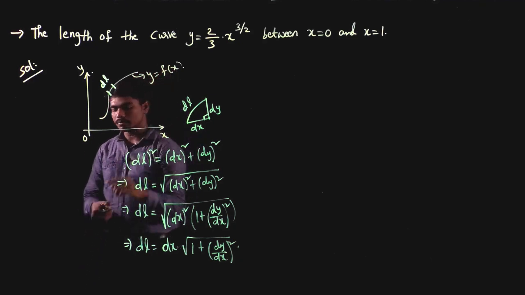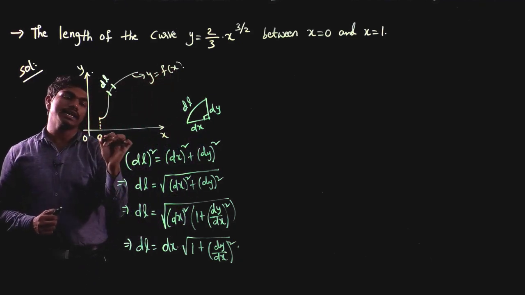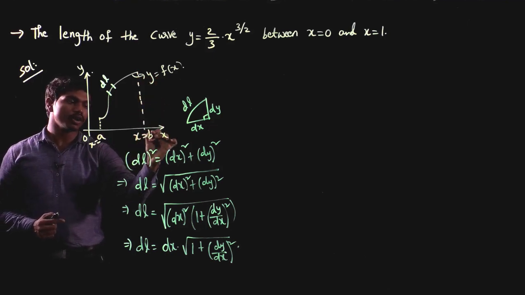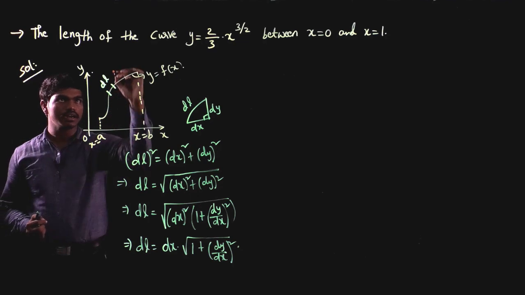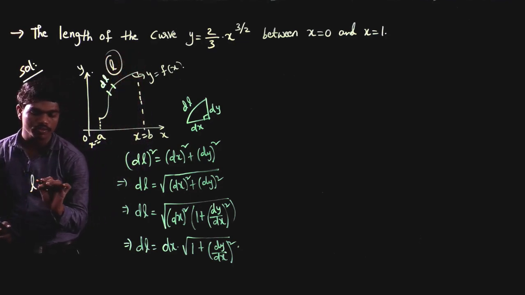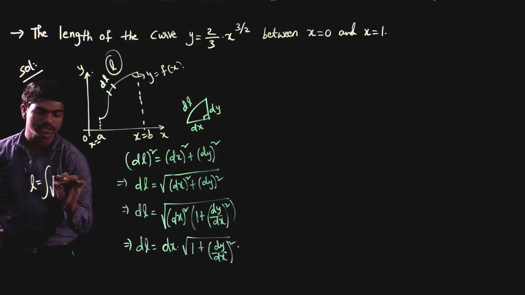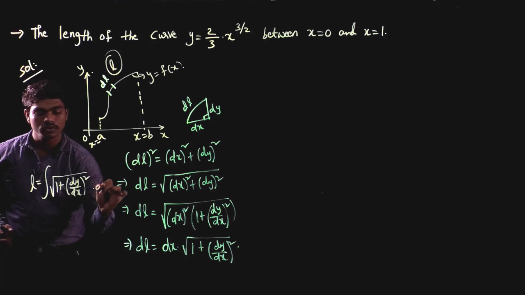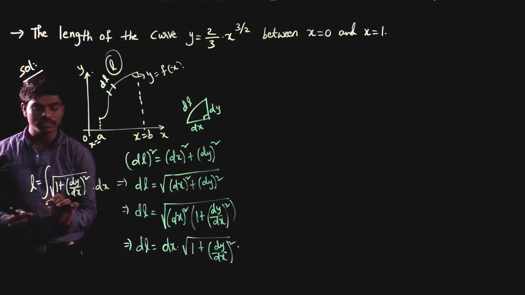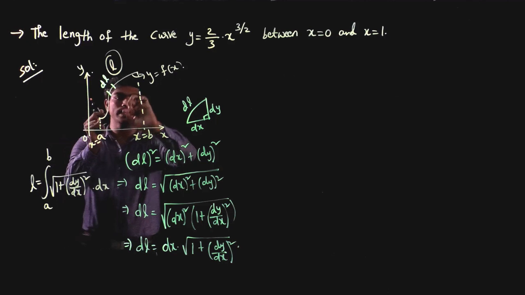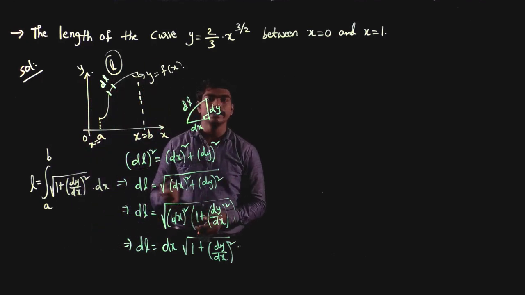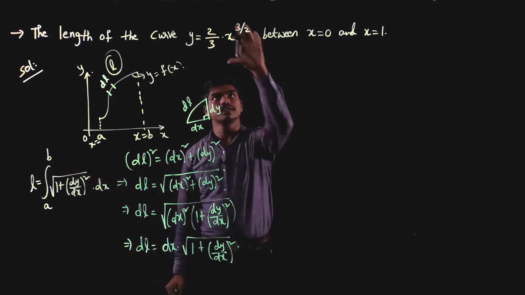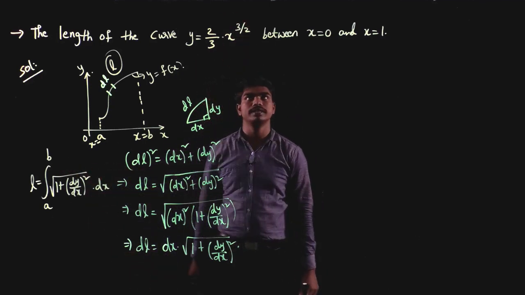Now if you want the complete length between any two points, x is equal to a and x is equal to b, for example, then total L is equal to the integration of this expression, which is basically root of 1 plus dy by dx whole square into dx, and we need to integrate this function between the limits a to b. So this is the basic formula to evaluate the length of any curve between any two points, but of course this function should be differentiable because we need to substitute dy by dx.